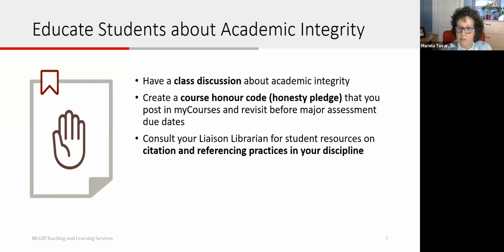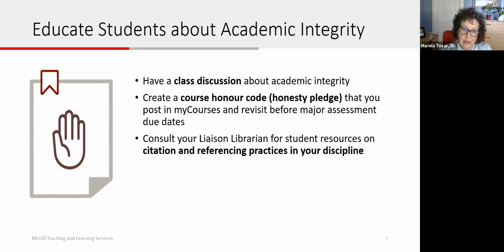So you can have a class discussion at the beginning of the course, renew the discussion, and so on. We do have very good materials at McGill that you can use, you can consult. And so this idea that, again, with the transparency, like what is it and why is it important?